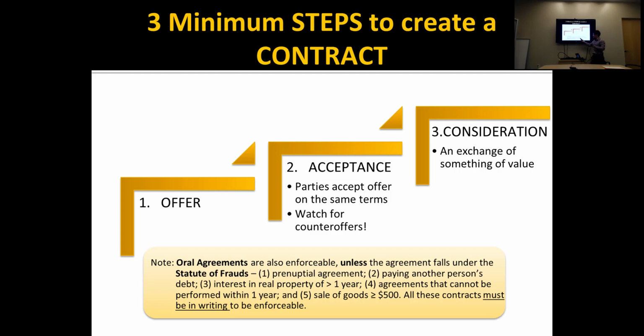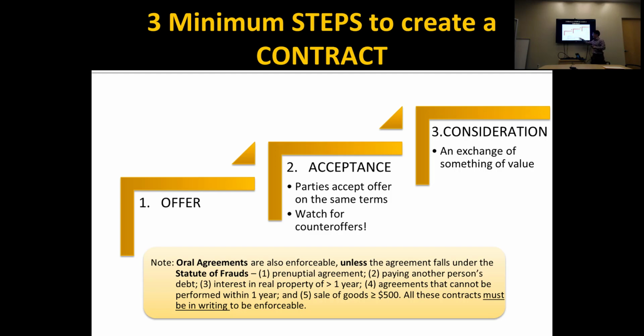One of these is the prenup agreements. Another is if one party is paying for another party's debt. This is like a third-party payer. Another is interest in real property, like houses or apartments, for greater than 1 year. Another is agreements that cannot be performed within 1 year. So if these are obligations where I promise to do certain work 2 years from now, there's just no physical way for this obligation to be satisfied until greater than 1 year from now.